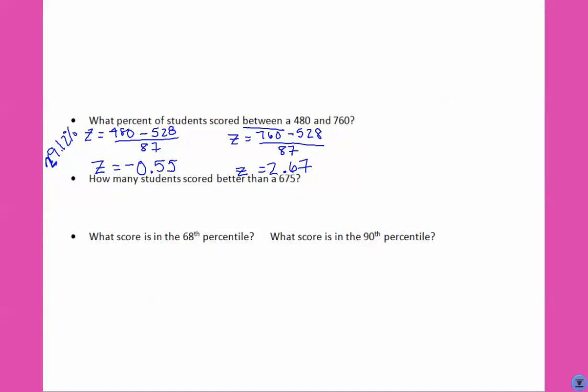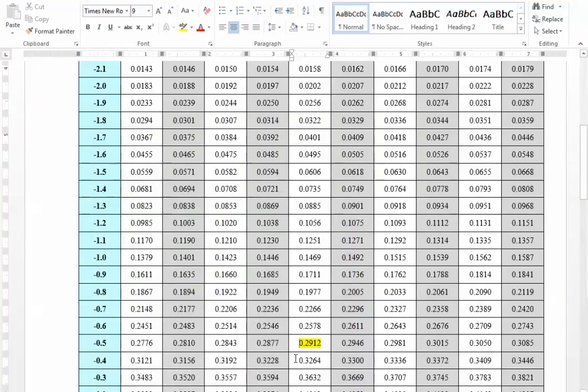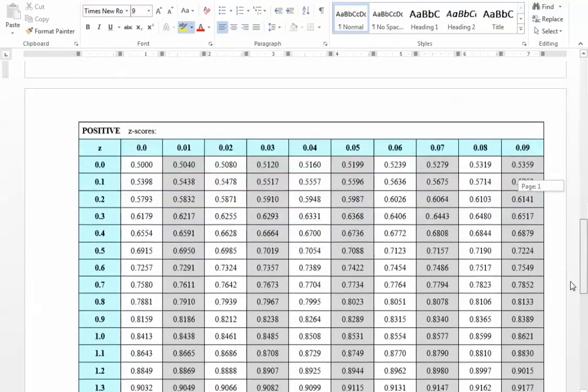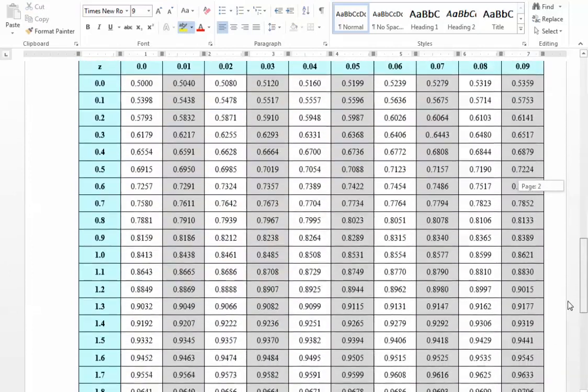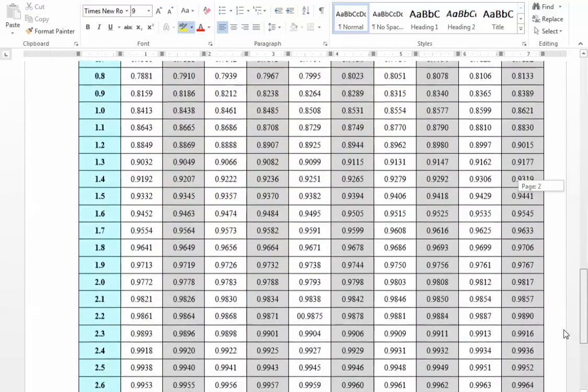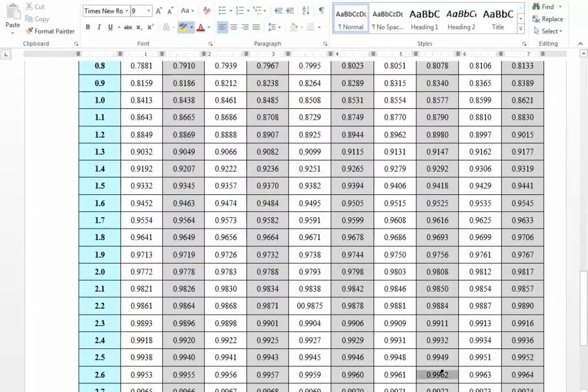Now we need the percent for 2.67. We go to positive 2.6 and the column for 7 is right here. What percent is that? 99.62.